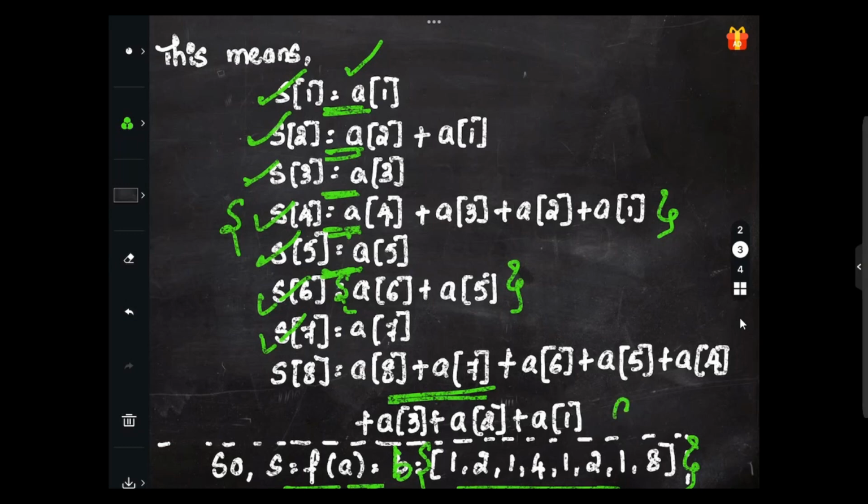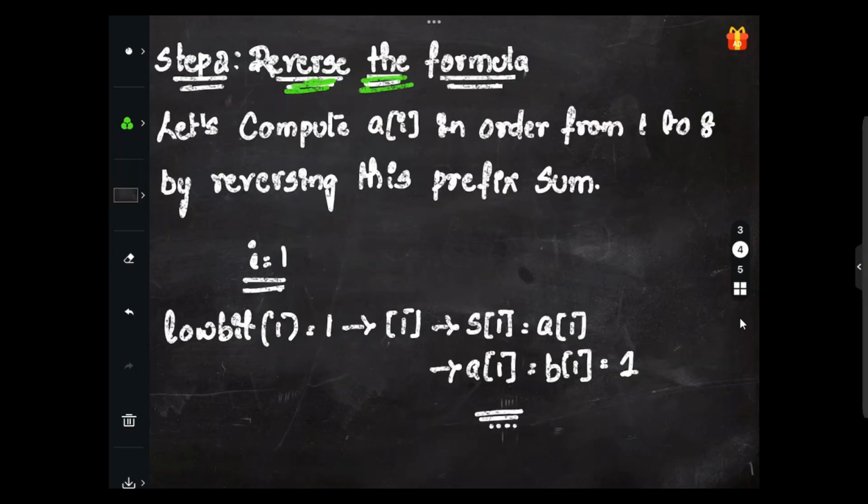We have to get the array a from b, right? We need to calculate for a, not b. So here b equals 1 2 1 4 1 2 1 8, right? So here we have to reverse the formula.